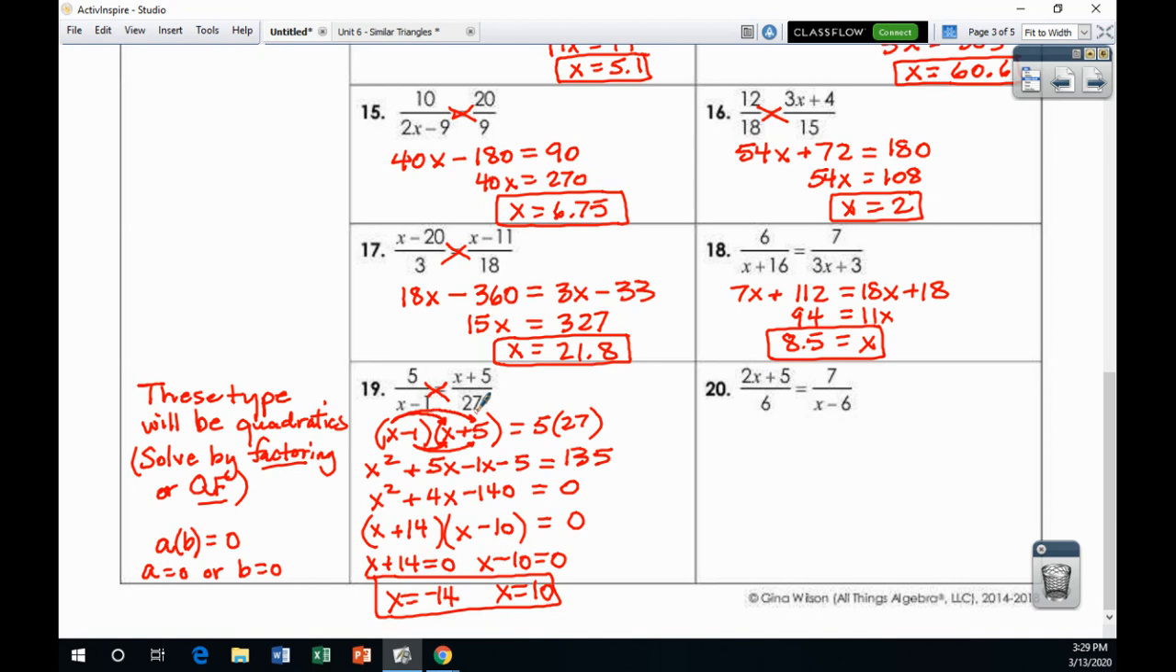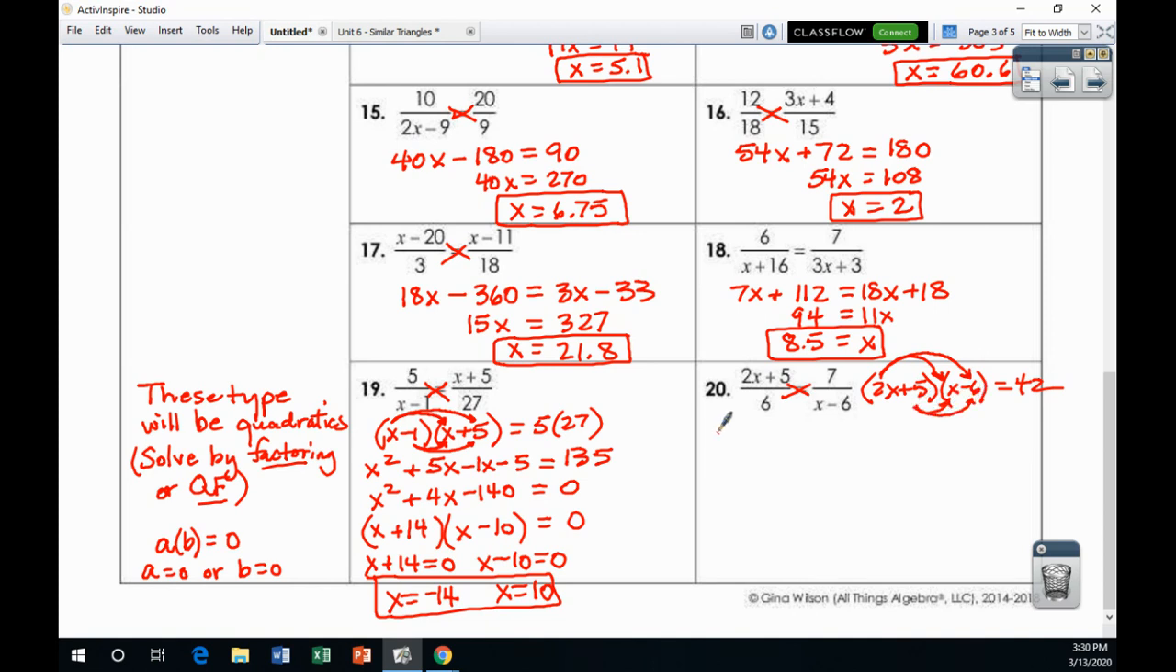All right, last one, number 20. We're going to cross multiply again. So I'm going to have 2x plus 5 times x minus 6 is equal to 6 times 7, 42. So we're going to multiply this out. Remember, all we're doing is distributing 2x into both of these. So I'm drawing the arrows right here, 2x times x and 2x times negative 6, and then 5 times x and 5 times negative 6.